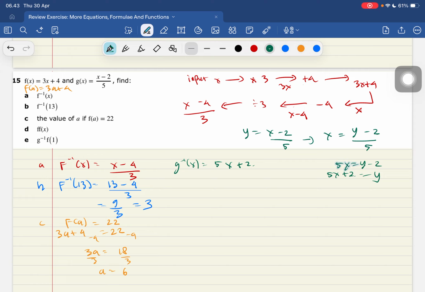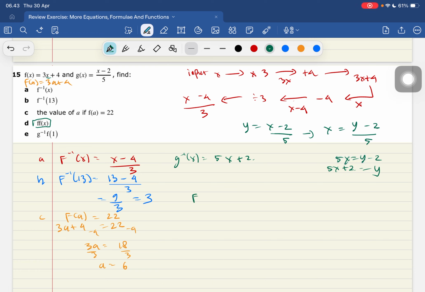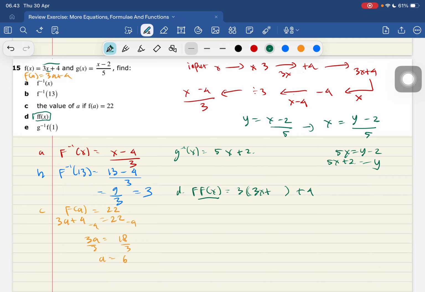Okay, D. f of f of x. So the output is here 3x. However, instead of writing x, we will keep it as an empty bracket. 3 empty bracket plus 4. What is the input? The input is f of x. f of x is 3x plus 4. So write it down here, 3 times 3x plus 4. Expanded, 9x plus 12 plus 4. So 9x plus 16.